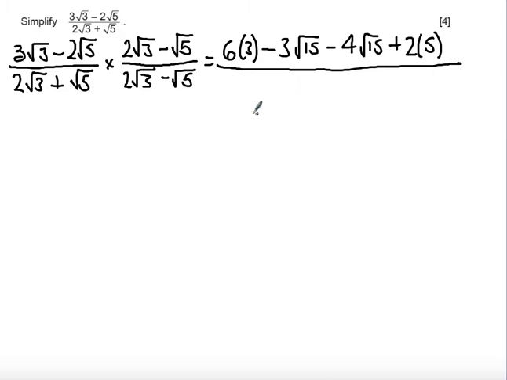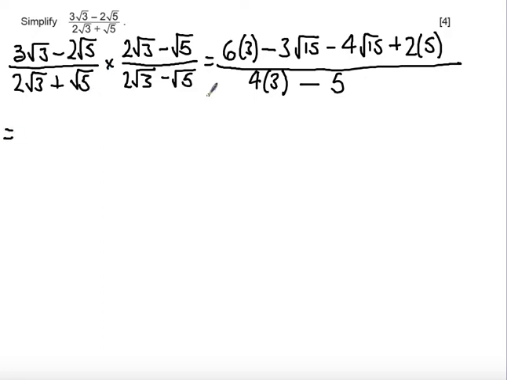This is all over. So all we have to do is do 2 times 2, which is 4, multiplied by root 3 times root 3, which is 3. Take away root 5 times root 5, which is 5. So remember that this is a difference of 2 squares, so we only really need to square the leading term and subtract the square of the following term.